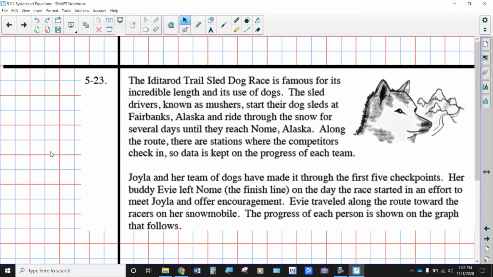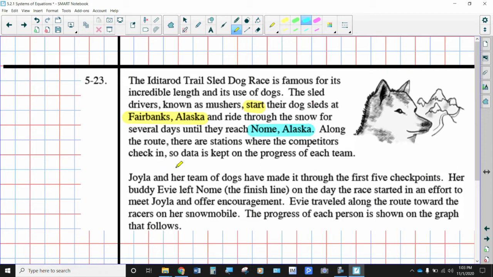Okay, so we're going to start off with a problem, and there is a PDF form that has a graph on the classroom that you can print off that can help you with this process. It says here, the Iditarod Trail sled dog race is famous for its incredible length and its use of dogs. Sled drivers known as mushers start their dog sleds at Fairbanks, Alaska. That's the starting. And ride through the snow for several days until they get to Nome, Alaska. That's the ending place. Along the route, there are stations where the competitors check in, so data is kept on the progress of each team.